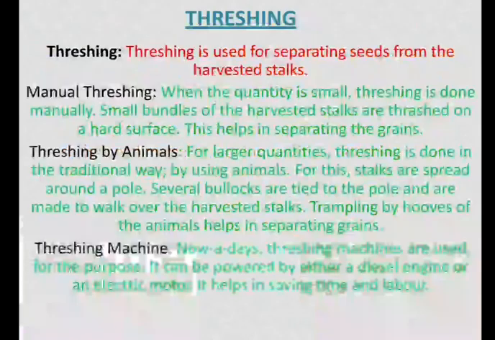The next separation technique is threshing. Threshing is a technique which is used for separating seeds from the harvested stalks. And there are three ways by which we can use this method to separate grains or substances. First we have manual threshing. In manual threshing, when the quantity is small, threshing is done by hand. Small bundles of the harvested stalks are thrashed on a large surface, and this helps in separating the grains.